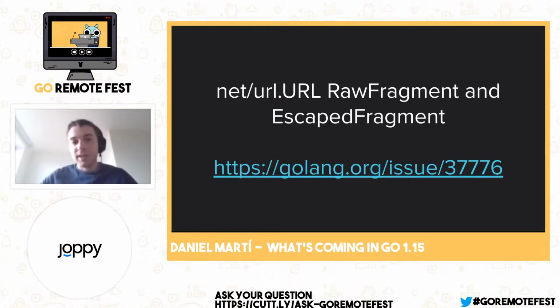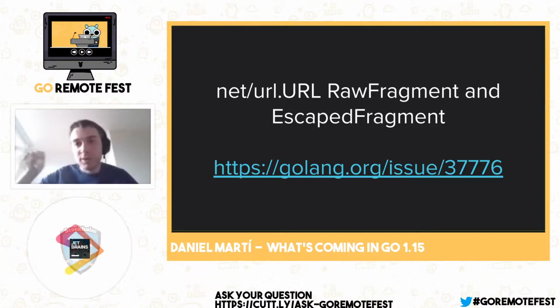So the first one is that you can now use fragments in a more powerful way with URLs. Until now, you could, for example, get the path or the query element in its raw format or in an escaped format, but you couldn't do that with fragments. And the fragment is what goes after the pound symbol. Anyway, you can now do that with fragments as well, which might be useful depending on what servers you're talking to.